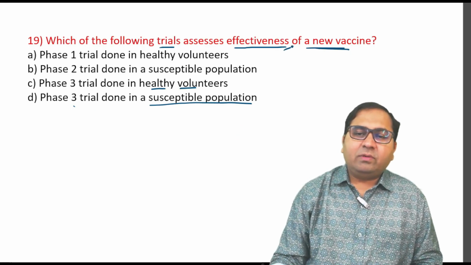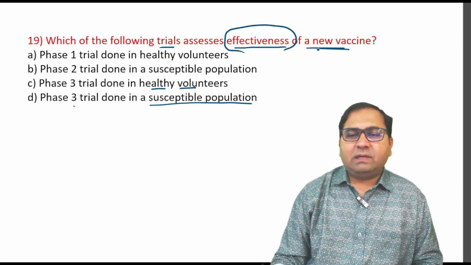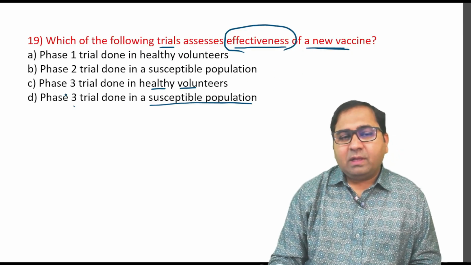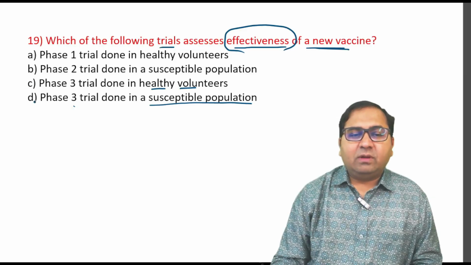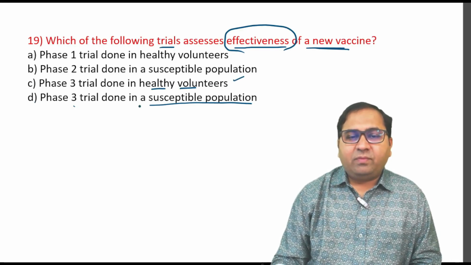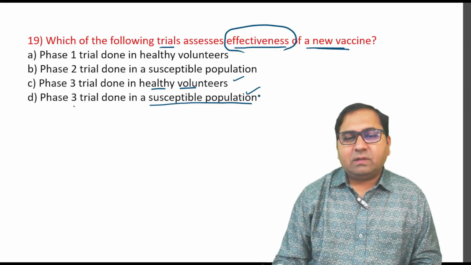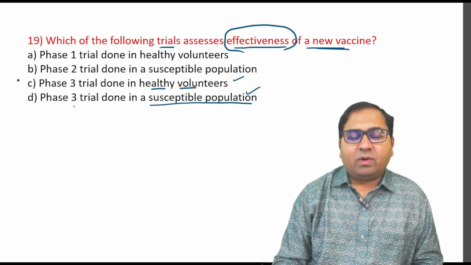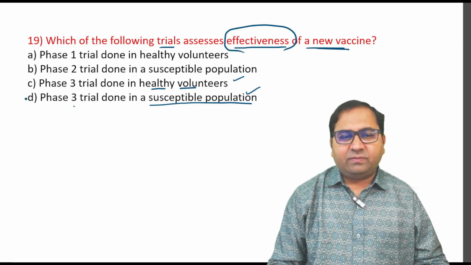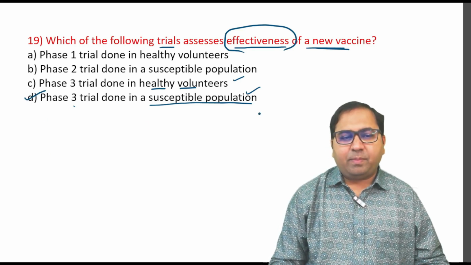Now see, we know that the effectiveness of a new vaccination is assessed in Phase 3. But here they have given two options on Phase 3: Phase 3 trial done in healthy volunteers and Phase 3 trial done in susceptible population. So which answer will you take into consideration? We will take option 4, that is Phase 3 trials done in the susceptible population. Please remember this point.